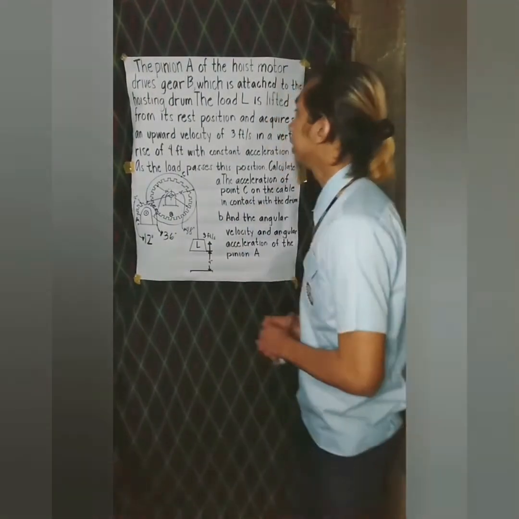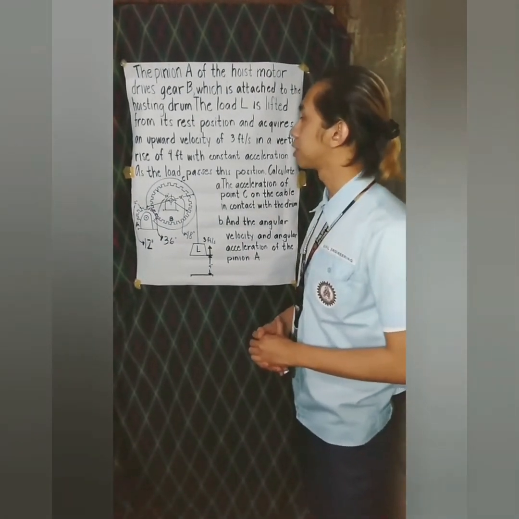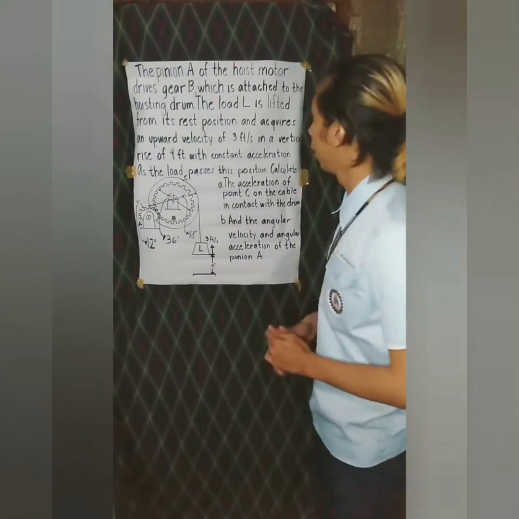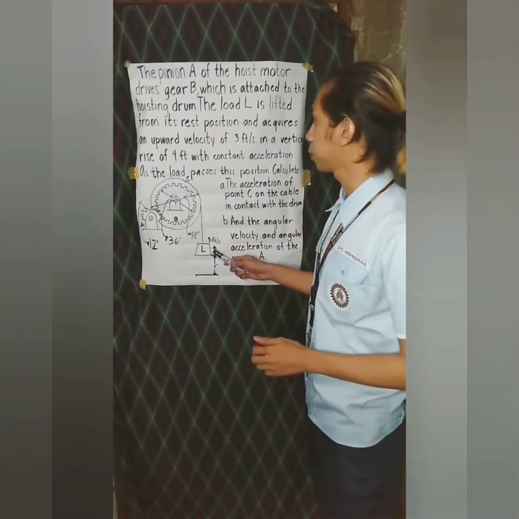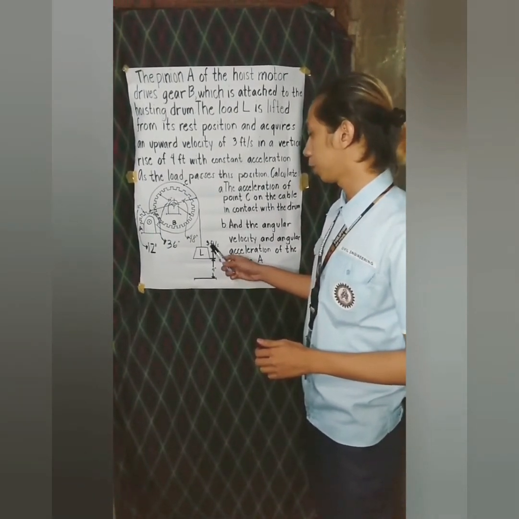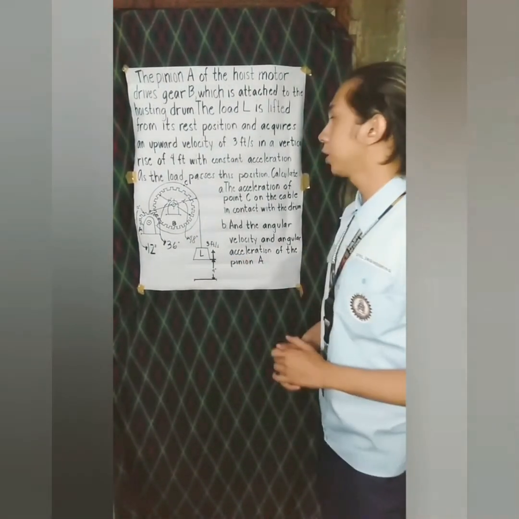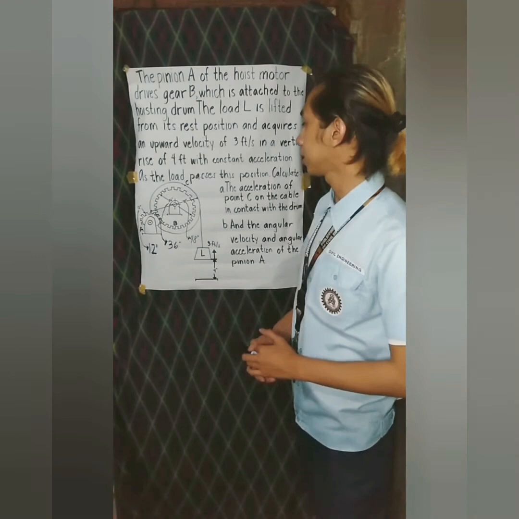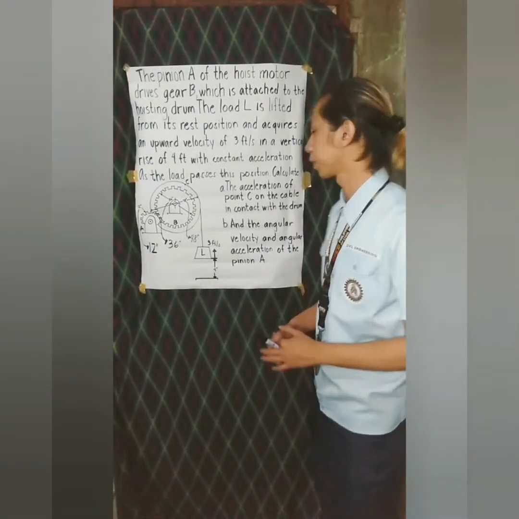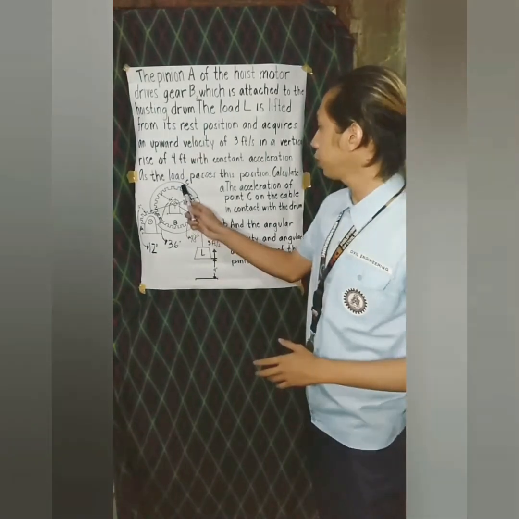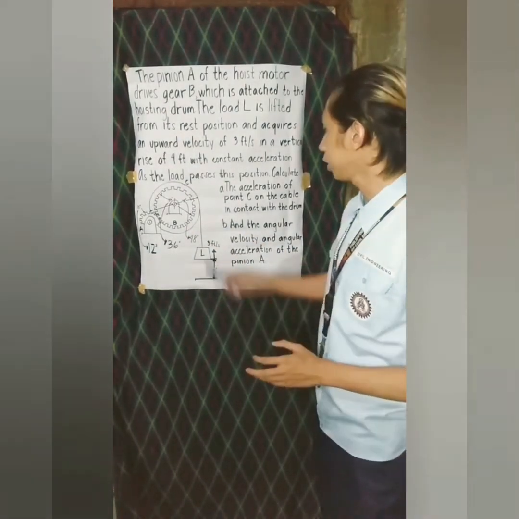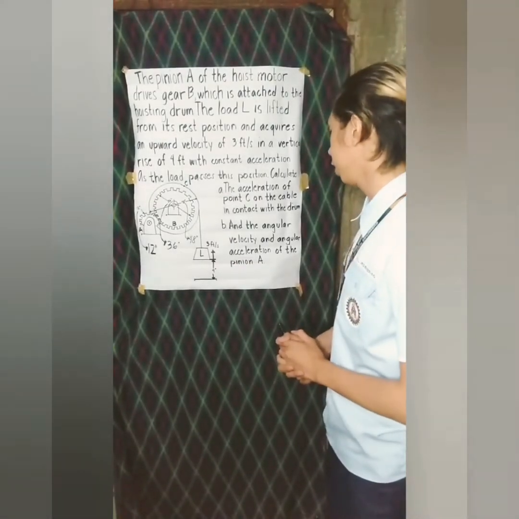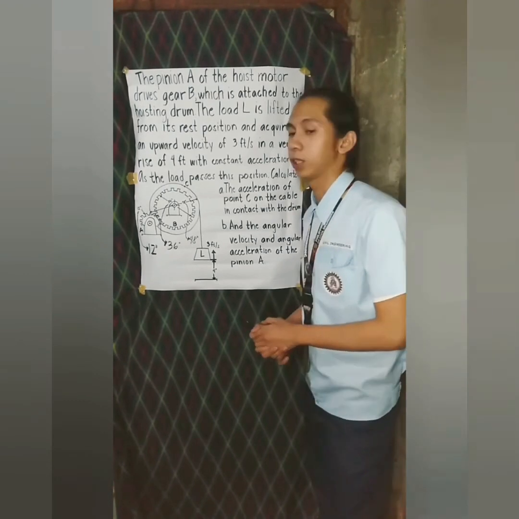Sample problem. The pinion A of the hoist motor drives gear B, which is attached to the hoisting drum, as you can see in the figure. The load L is lifted from its rest position and acquires an upward velocity of 3 feet per second in a vertical rise of 4 feet with constant acceleration. As the load passes this position, calculate A, the acceleration of point C on the cable in contact with the drum, and B, the angular velocity and angular acceleration of the pinion A.